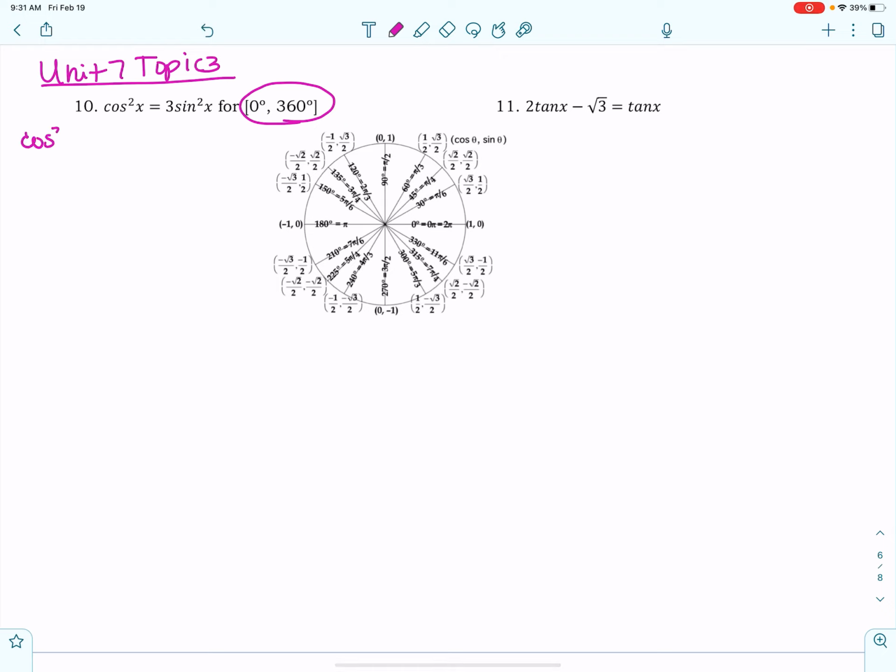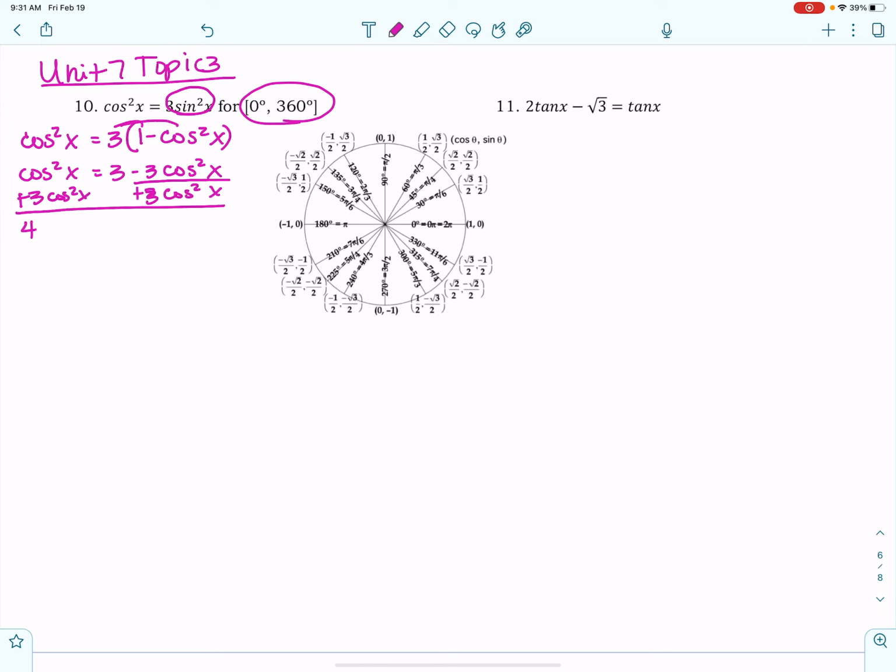So cosine squared x equals 3 times, I'm just going to replace this sine squared x with 1 minus cosine squared x, just like that. And then what I'm going to do is do a little bit of algebraic manipulation here. I'm going to distribute this 3. Notice that I've got negative 3 cosine squared x. So I'm going to add these to both sides. So that ends up giving me 4 cosine squared x equals 3.